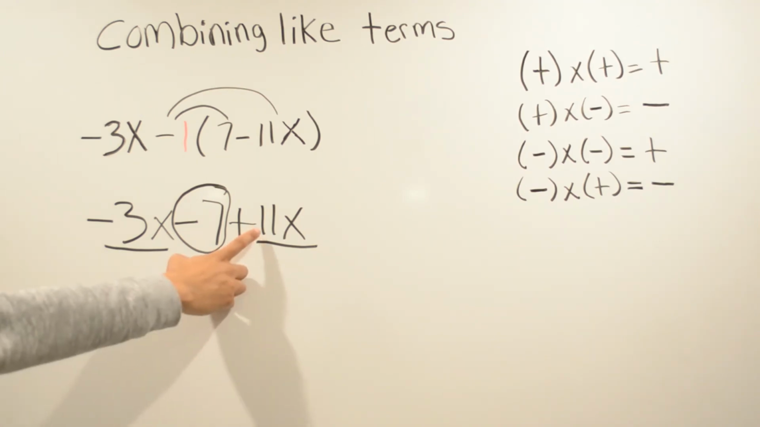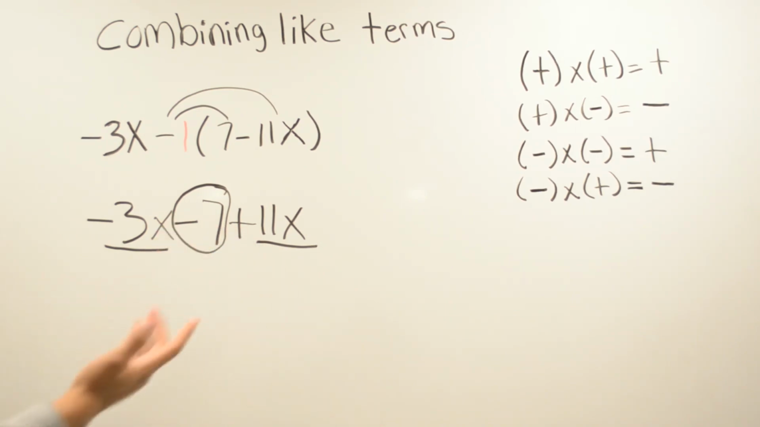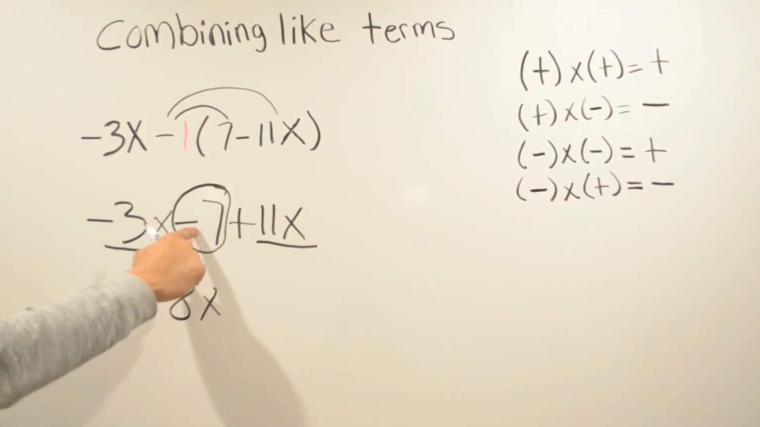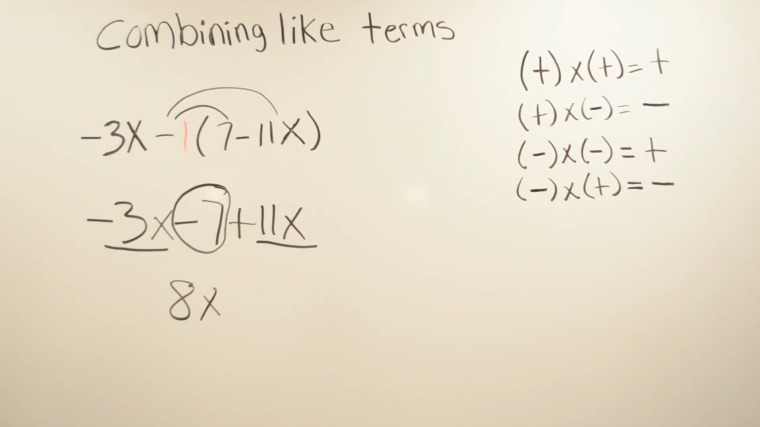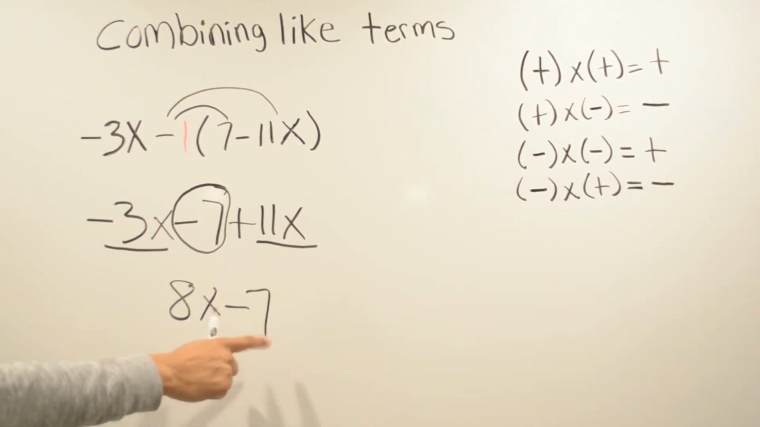What's bigger, 11 or 3? It's 11. So what sign is in front of it? It's a positive. So 11 take away 3 is going to give us 8x. We're going to go ahead and just bring the negative 7 down because there's nothing that negative 7 can be combined with. So our answer is going to be 8x minus 7.